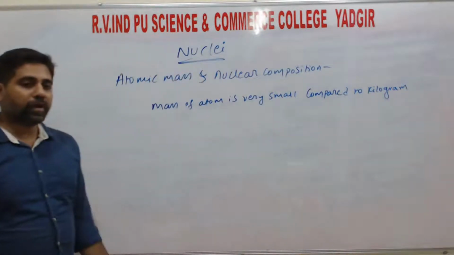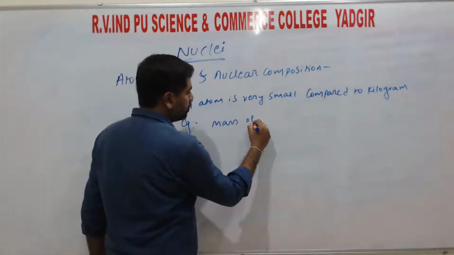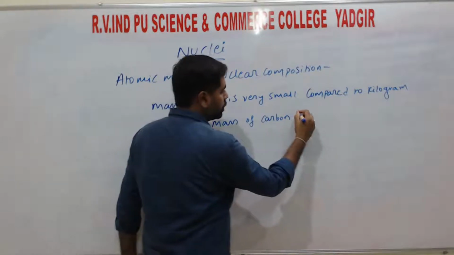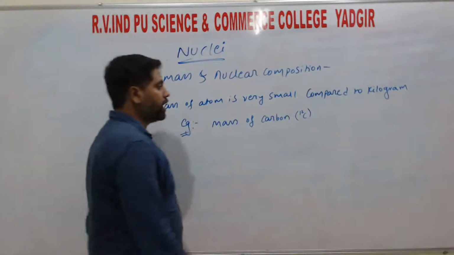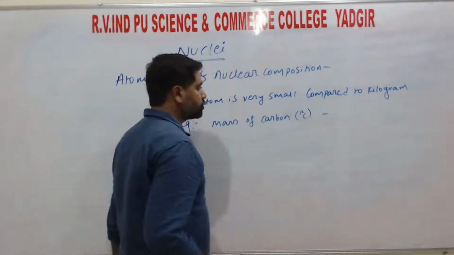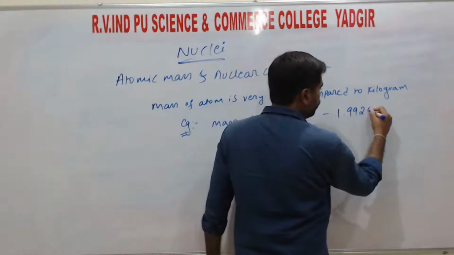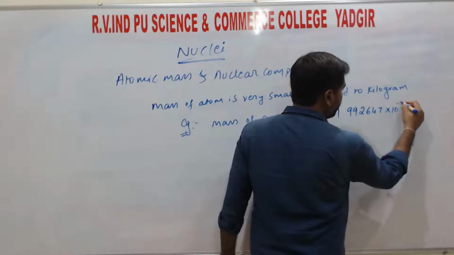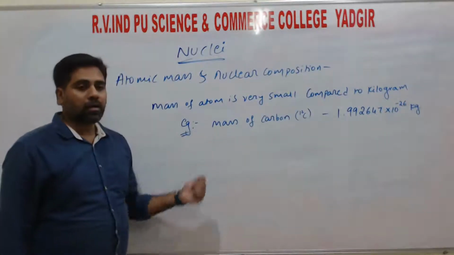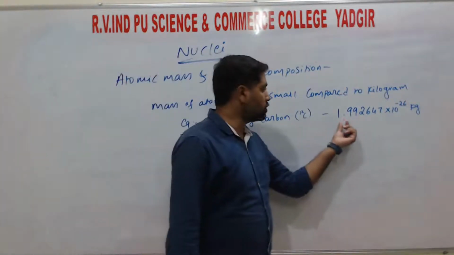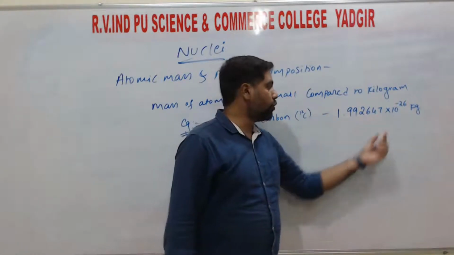If we take one example, the mass of carbon 12, that is C12, the mass of carbon 12 is 1.992647 times 10 to the power of minus 26 kg, right? So this is the mass of carbon 12. That mass is approximately 2 times 10 to the power of minus 26.